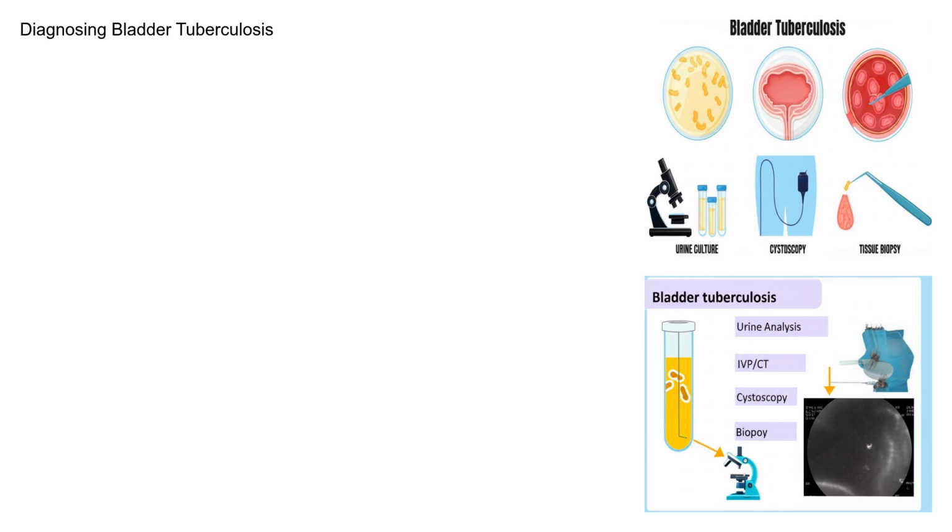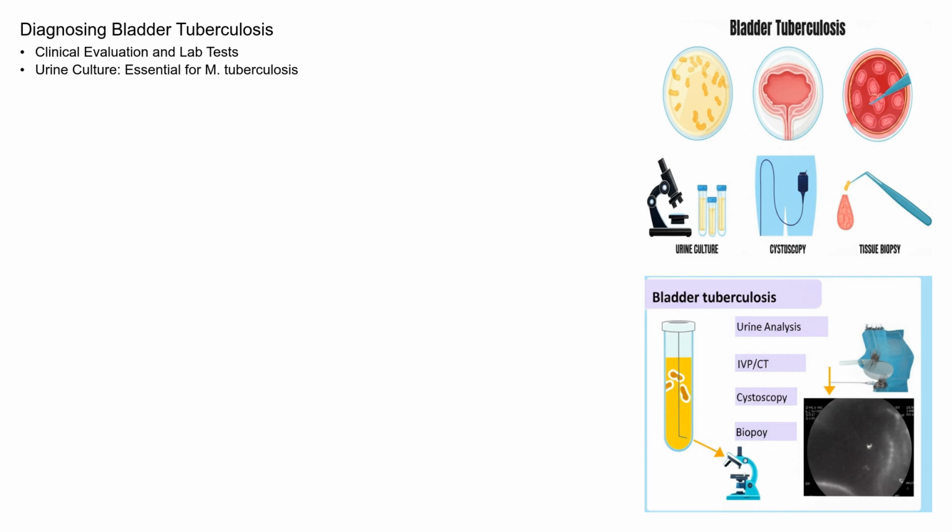Diagnosing bladder tuberculosis requires a combination of clinical evaluation and laboratory tests. A urine culture is essential to identify the presence of M. tuberculosis. However, it's important to note that urine cultures can sometimes be negative, even in the presence of infection. Microscopic examination of urine may reveal white blood cells and red blood cells, but is not specific for TB. Imaging studies, such as an intravenous pyelogram or CT scan, can help visualize the kidneys and bladder, revealing any abnormalities such as lesions, strictures, or calcifications.